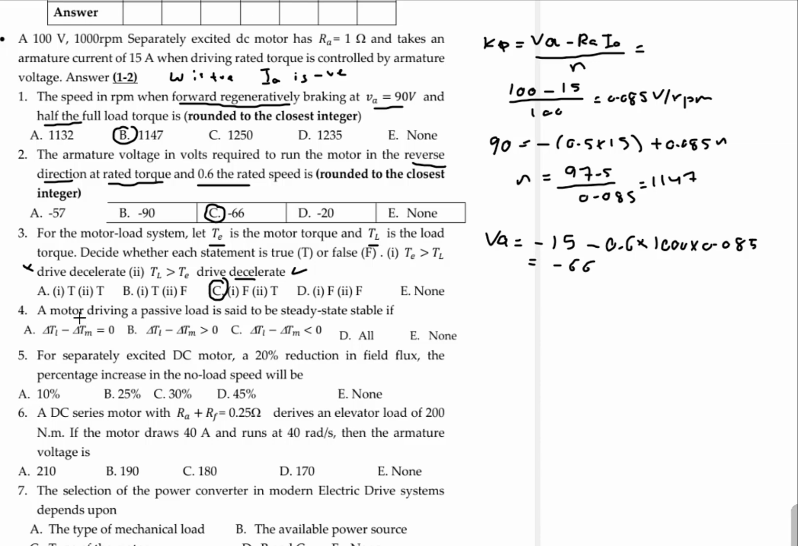The motor drives a passive load and is said to be steady-state stable if we know that partial TL by partial omega is greater than partial TE by partial omega, then the drive will be stable. So this means that partial TL is greater than partial TE, or if we do the approximation, this means that delta TL must be greater than delta TE. So the answer will be B.